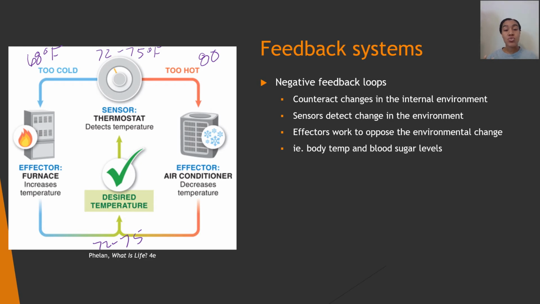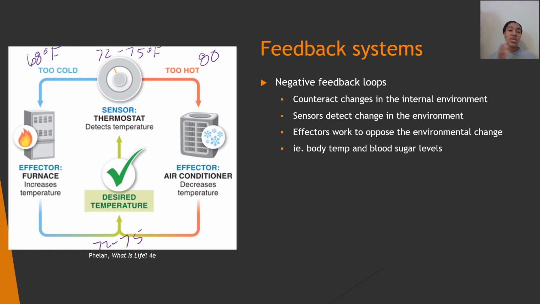Same thing if you get too cold. Your nerves will sense that, hey, it's too cold, and your brain will send signals to your body to shiver so you can warm up. Similar things with blood sugar level. If there's too much sugar in your blood, it will stimulate your cells to take in that sugar from your bloodstream using insulin. If there's not enough blood sugar, then signals will be sent to your pancreas to release glucose from the pancreas to keep you going.